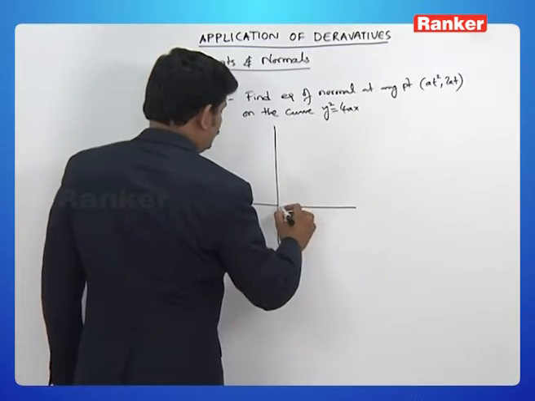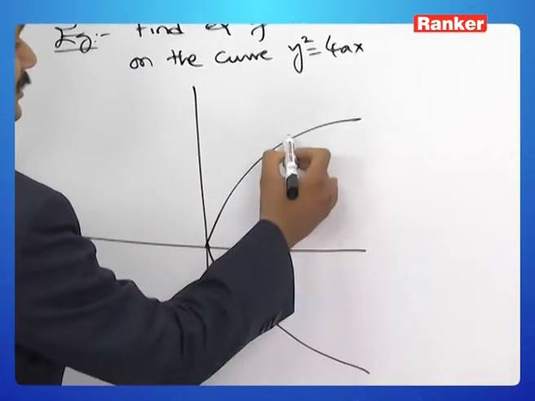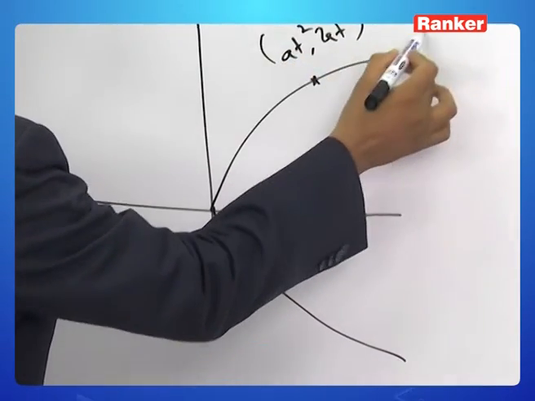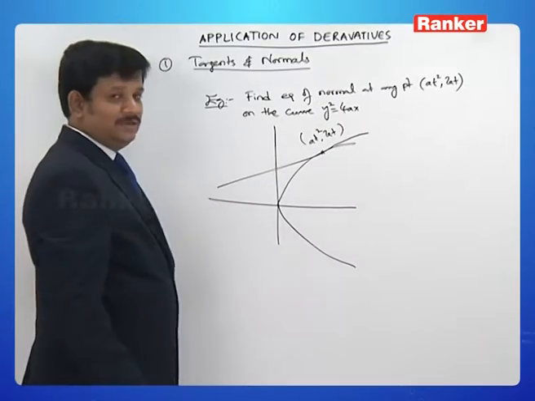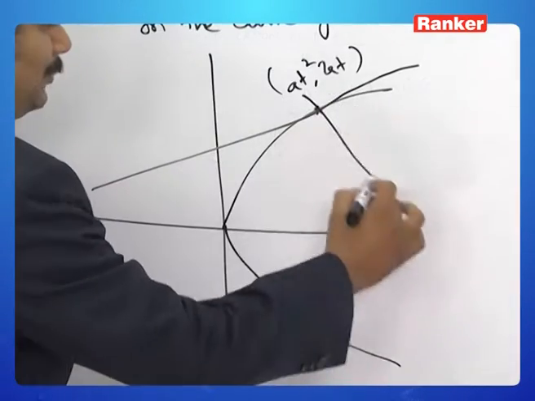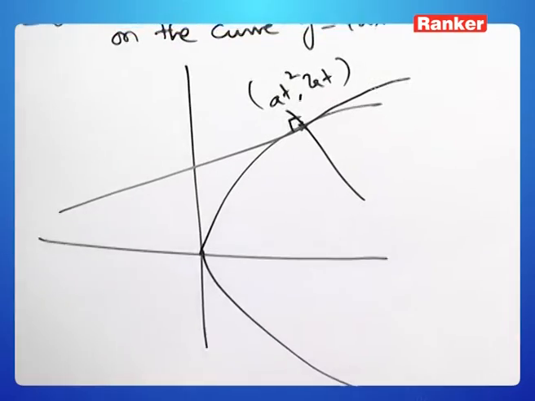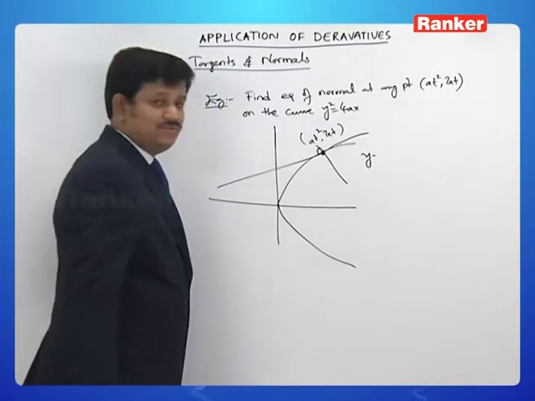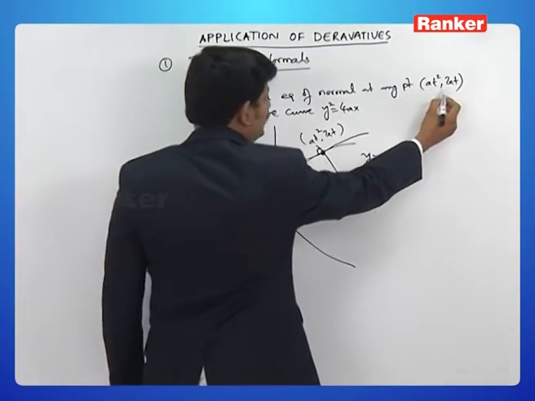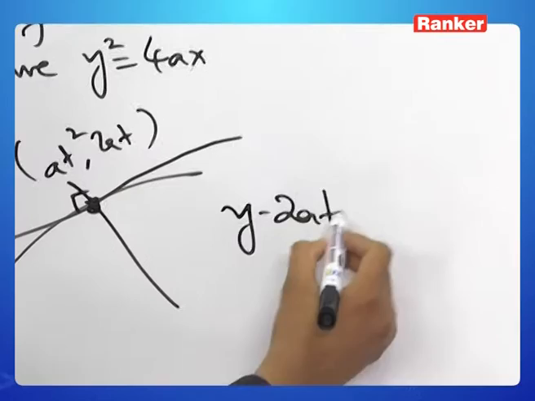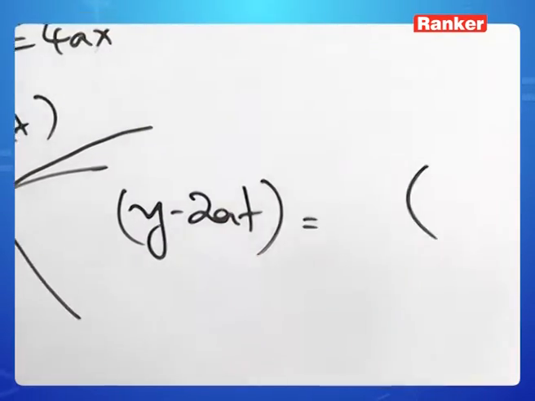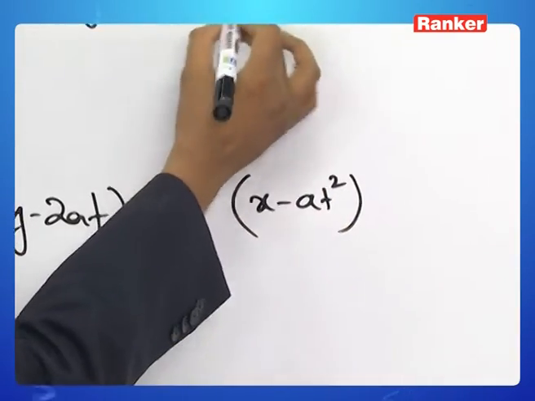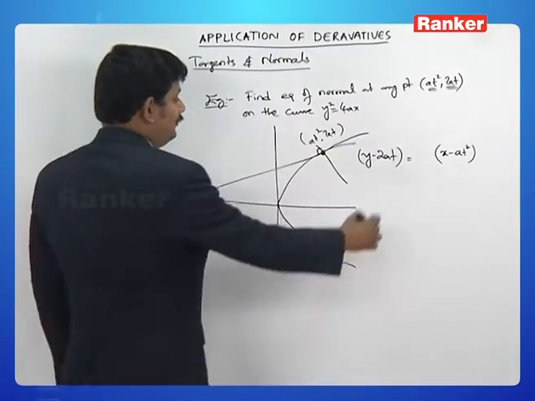Now, we are asked to find the equation of the normal at this particular point. This angle is 90 degrees. Now, the equation of the normal is given by y minus y1. The y coordinate at the point is 2at, is equal to m into x minus x1, x minus at square, as the x coordinate at this point is at square. Now, how to find the slope?